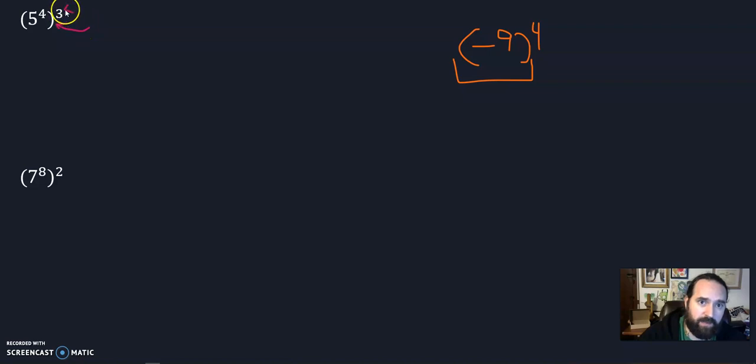Now I can already hear, if I was in class, I'd probably have someone going, but mister, there's an exponent inside the parentheses. Don't care. We're just ignoring that for the minute. What this problem is going to have us do is treat 5 to the 4th as our base number.